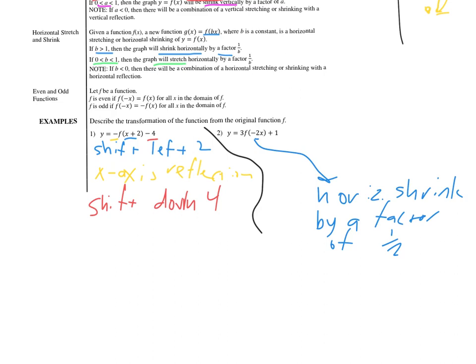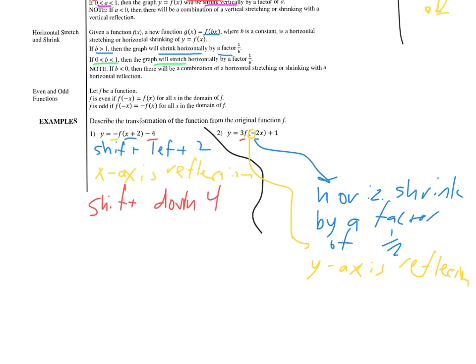Okay, so then next up here, we'll deal with the negative separately. And so the negative in there, remember, is the other reflection. So that's going to be a y-axis reflection, which will be a horizontal reflection. All right, so then we'll keep going here.